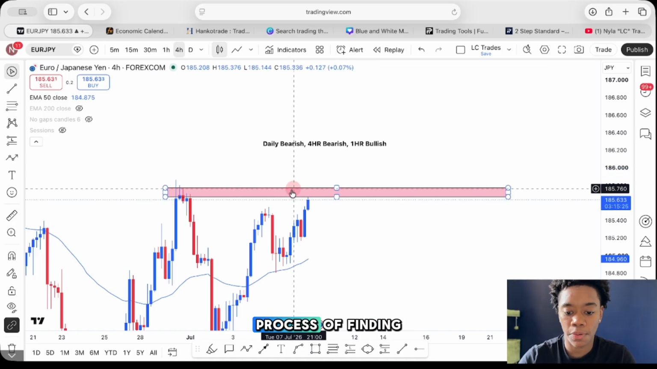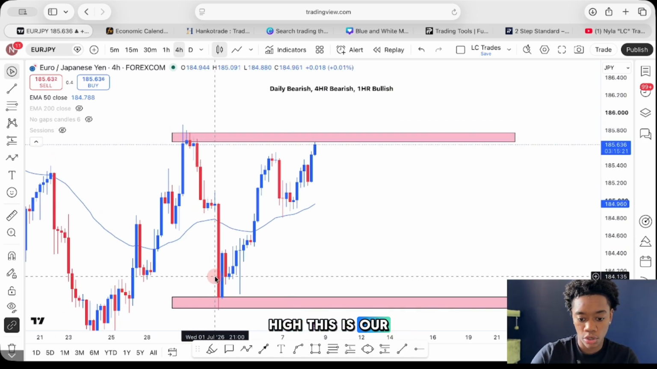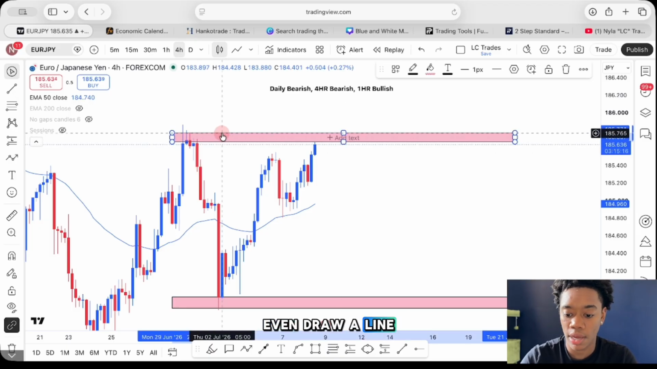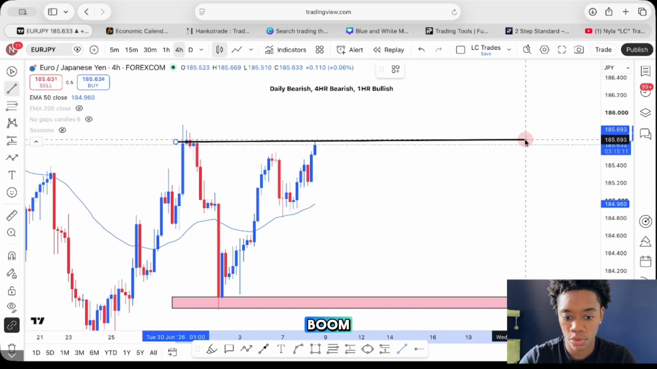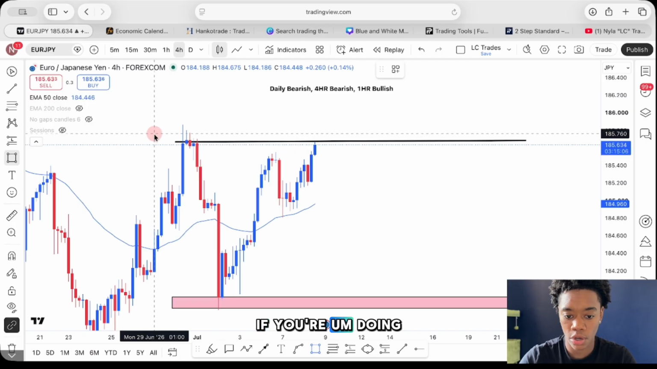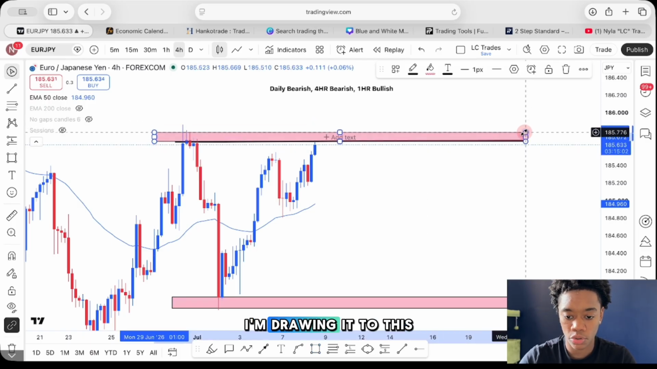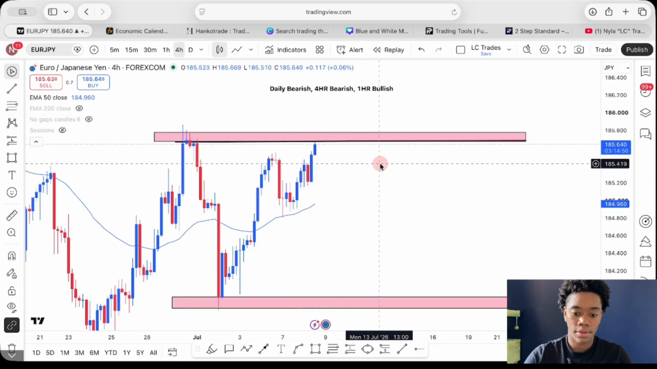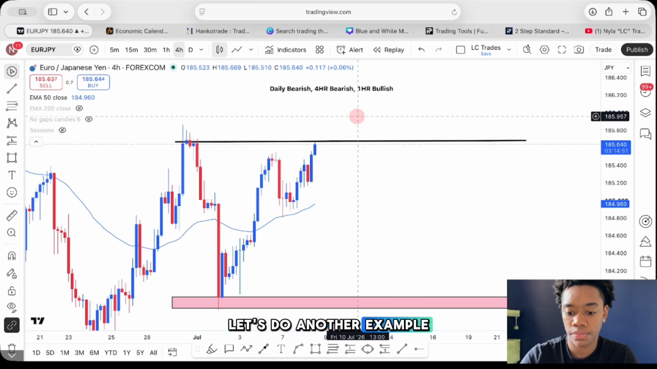But we are in the process of finding swing highs and swing lows. So remember, this was our lower high. This is our lower low on the 4 hour. Draw your box right there, right there. Or even draw a line if you want. Boom. And then build your box from there, if you're in the process of finding your lower highs and stuff. I'm drawing it to this wick right here. And boom, swing high, swing low. Patience. Patience pays, baby.